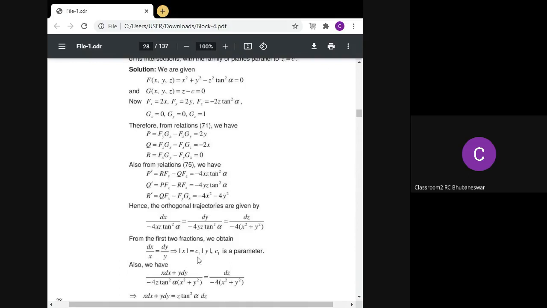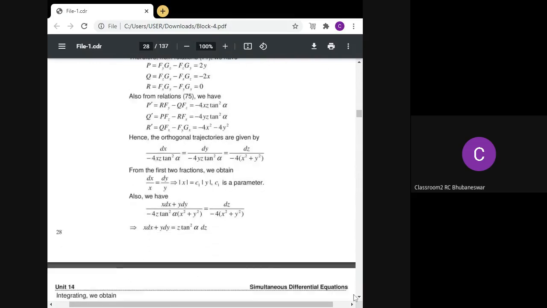We are using the modulus symbol here because the integration result will be a logarithm, and a logarithm is defined only over the positive numbers. So that's why finally, after removing the logarithm, we have the relation x equals c1 y.